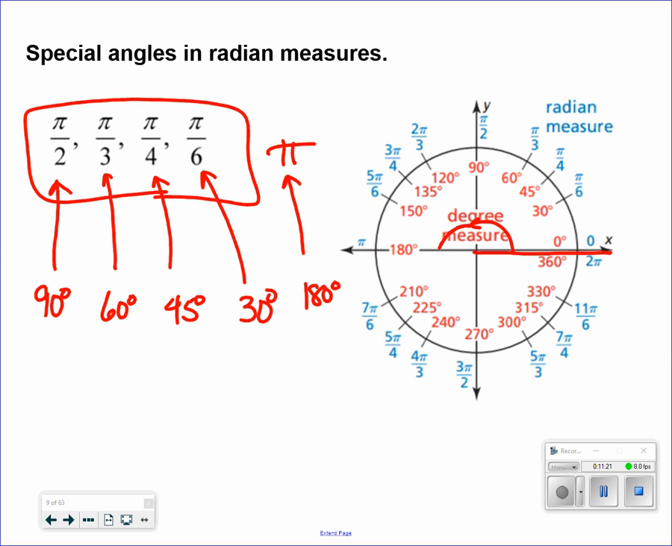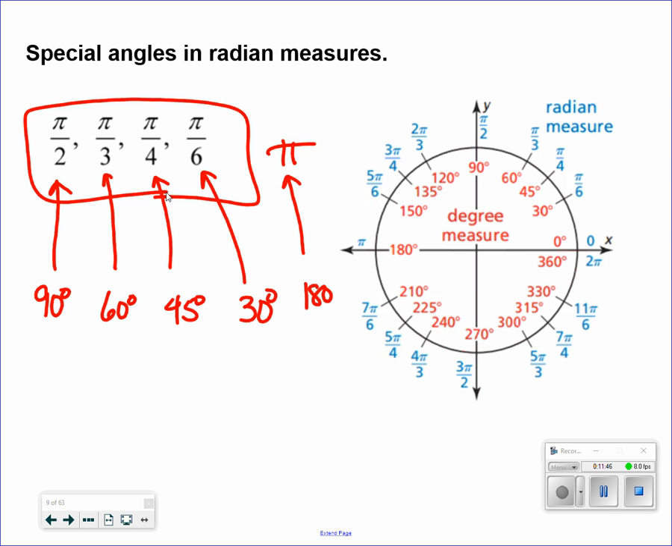So what's 2 over 2, and 3 over 2, and 4 over 2? So again, every time you go 90 degrees, you're adding another pi over 2. So 1 pi over 2, 2 pi over 2, 3 pi over 2, and 4 pi over 2. 90 degrees each time. Now I'm going to do it with 60 degrees.